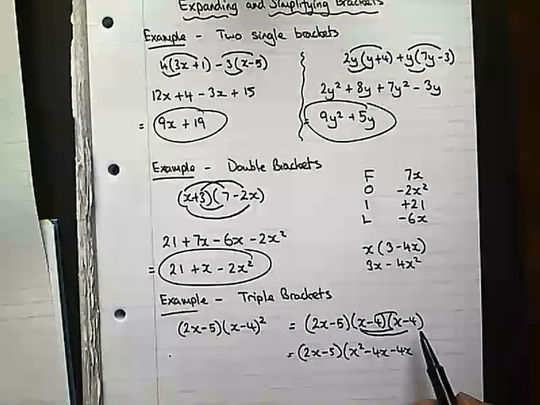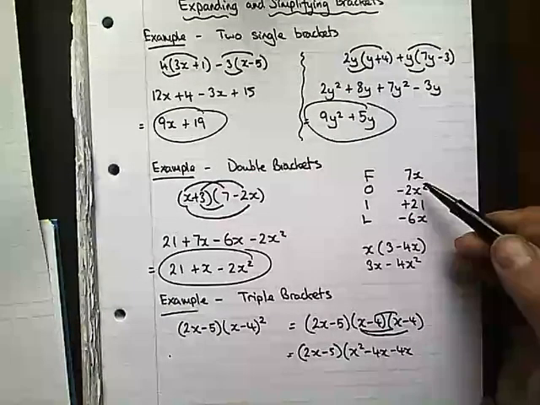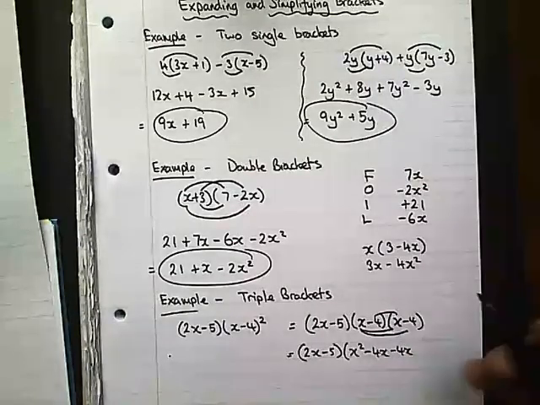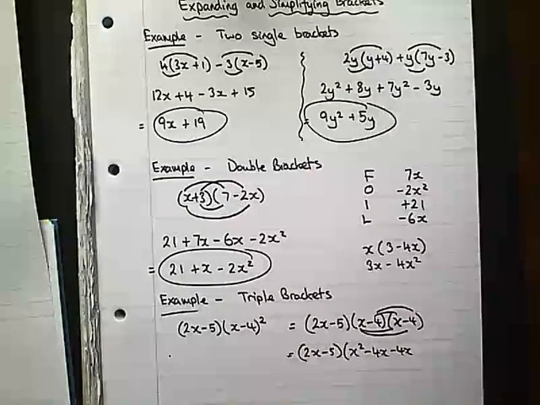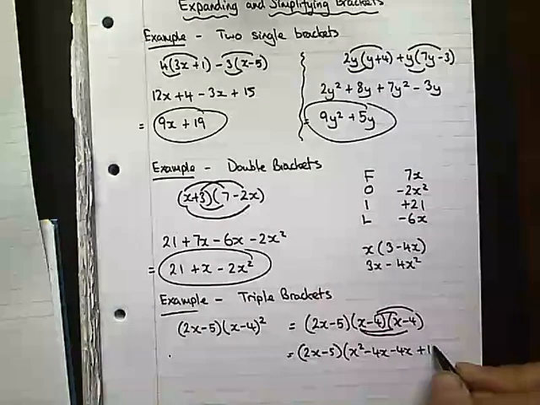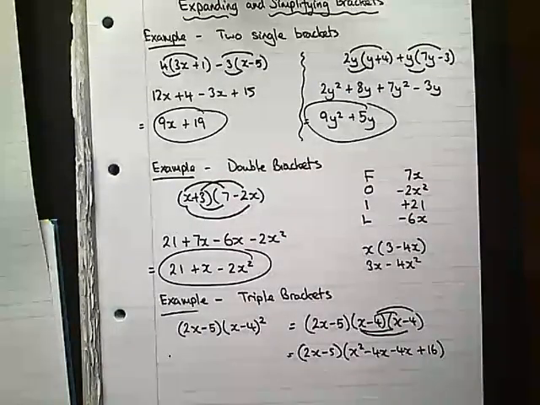And the last terms, minus 4 times minus 4. Minus 4 times minus 4 is a plus 16. So now let's just quickly simplify.